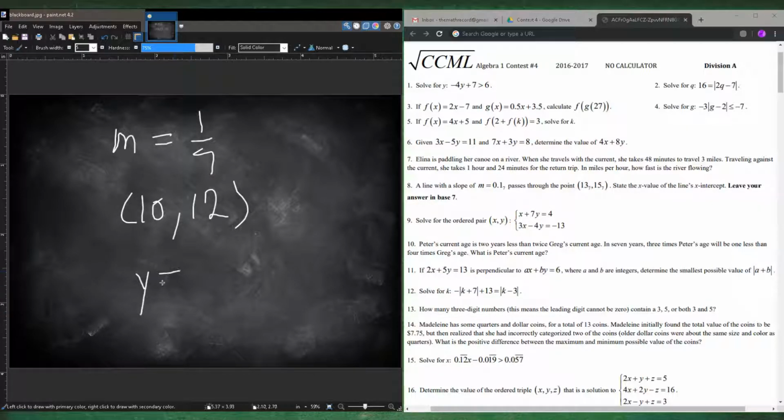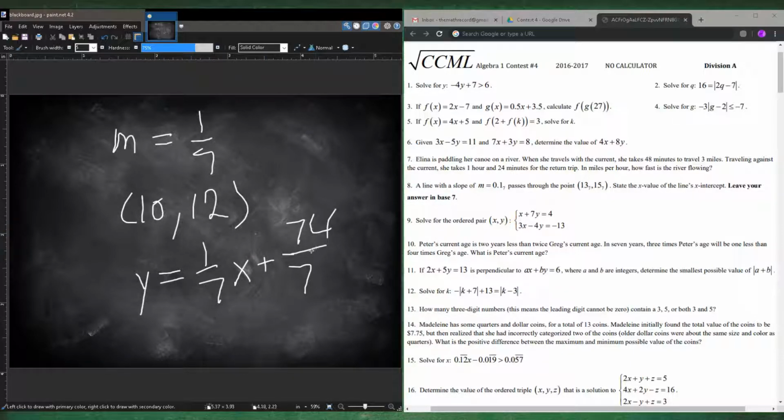So basically y is equal to 1/7 x, put the 10 in here, that's 10 over 7, because it goes through 10, 12. So 12 here would be 84 over 7. So we need 84 on the top, since it's already 10 on the top, so we need 74 on the top.